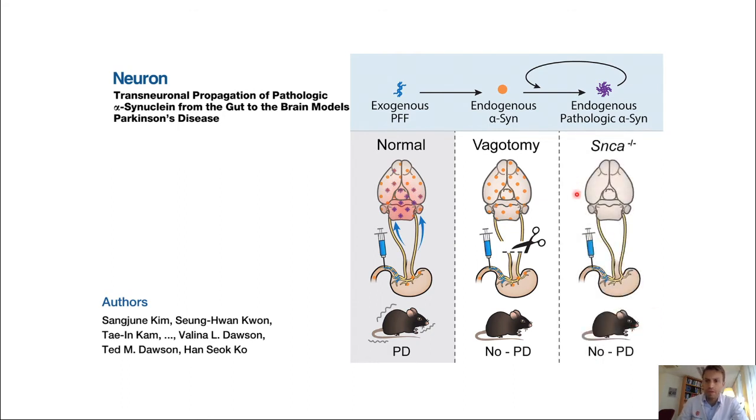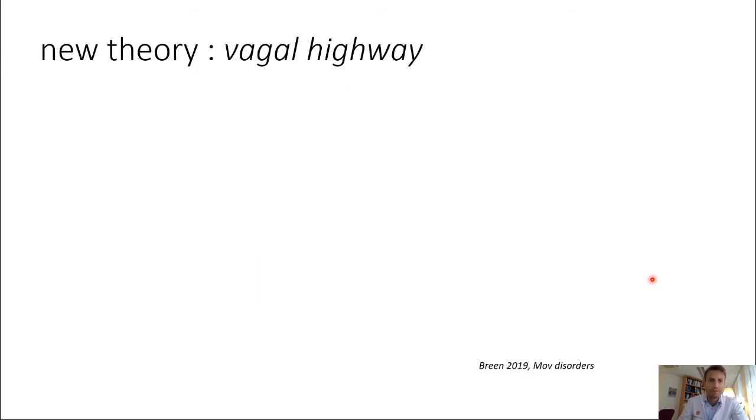Also, if you have genetically mutated the mice with a gene that affects the creation of endogenous pathological alpha-synuclein, they also don't get alpha-synuclein formation and thus no pathological influence is possible, so they don't develop PD. So this is interesting from a pathological viewpoint. One of the newer theories, that has been around for a while but with more and more evidence, is what's called the Vagal Highway: the vagal nerve is one of the highways in which pathological alpha-synuclein reaches the brain.